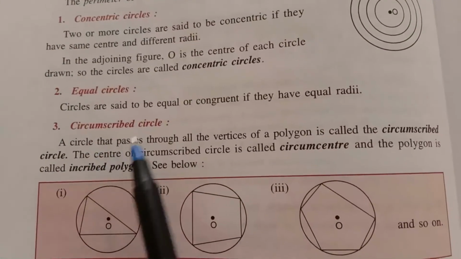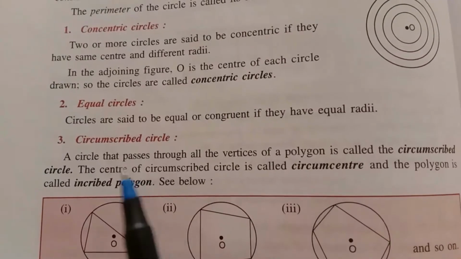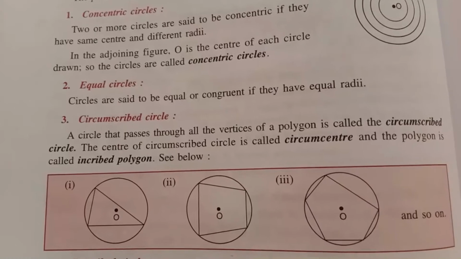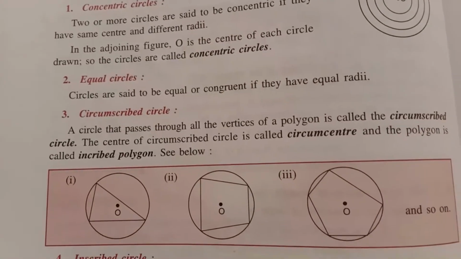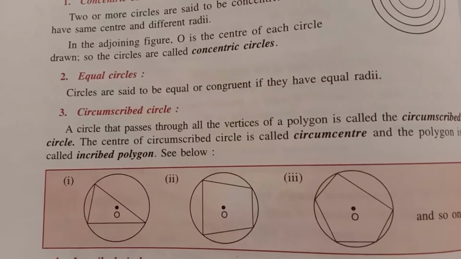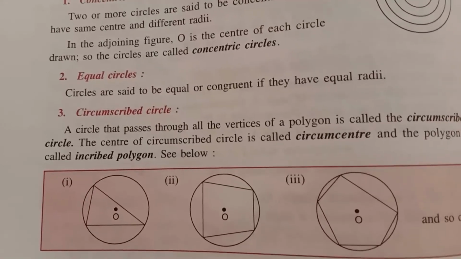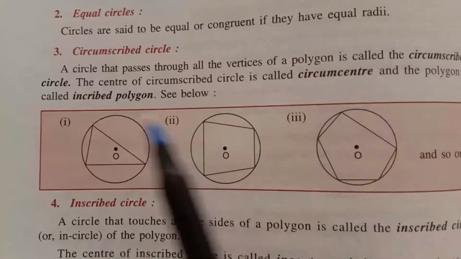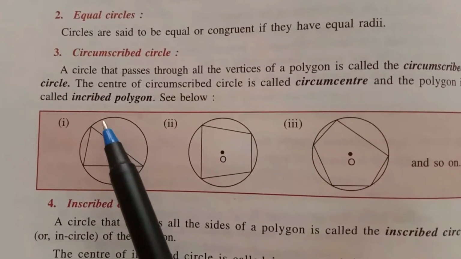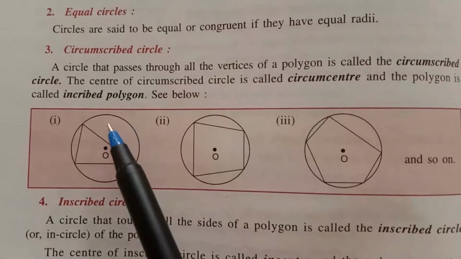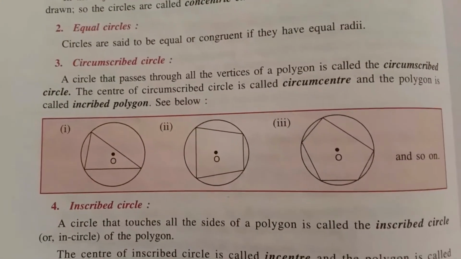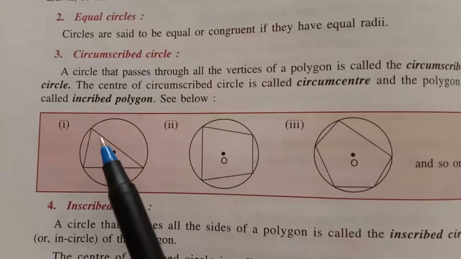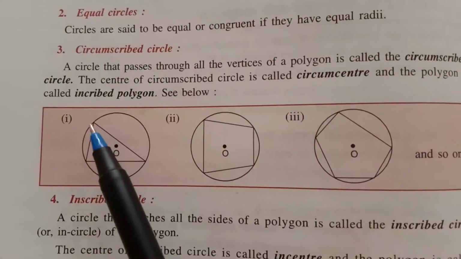Next one is the circumscribed circle. A circle that passes through all the vertices of a polygon. Polygons are a triangle, a quadrilateral, a pentagon, a hexagon; these all are polygons. If the circle passes through, if the circle touches all the vertices of that polygon, then that circle is called a circumscribed circle. So in a circumscribed circle, the polygon will be inside the circle.